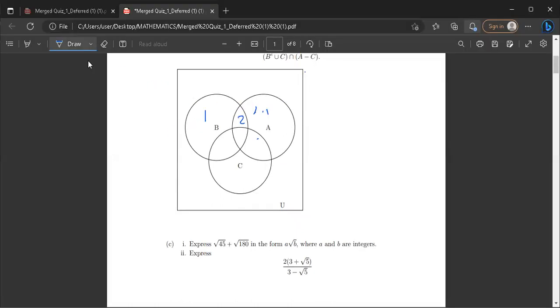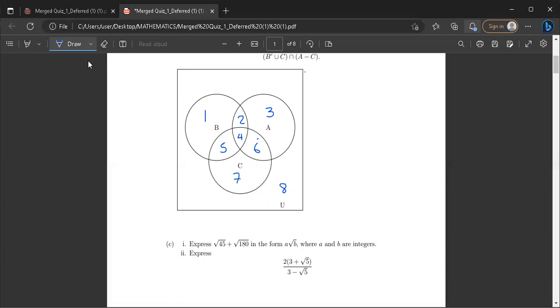Okay, let me just erase this. All right, so I can say 1, 2, 3. I can put a 4 there, a 5, a 6, a 7, and 8. Now you need to know that if you want 1, 1 means this part of B that is not touched by any of the sets. Then a 3 here represents the part of A that is not attached to either B or C. Then the 7 here is the part that is not attached.